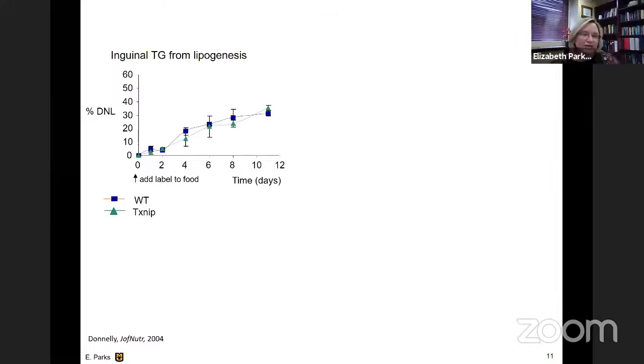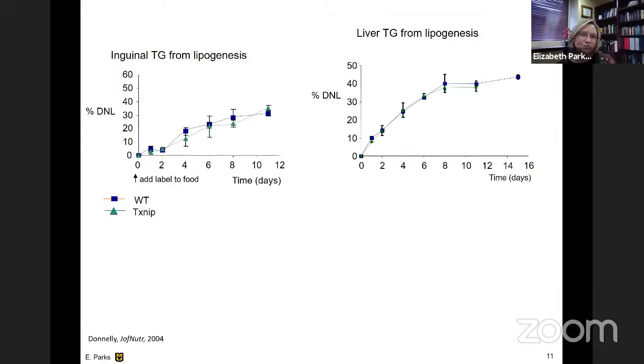I'm going to show you data first from inguinal triglyceride palmitate. This was an experiment where we were looking at the tick snip mouse, but you can kind of ignore that. Both the wild type and tick snip were exactly the same here. And you can see that adipose fats made from lipogenesis are being labeled and slowly rising. This is what lipogenesis looks like in the liver. And the asymptote here is about 40% of liver triglyceride palmitate was being made from de novo lipogenesis, with the 2 strains not being different.